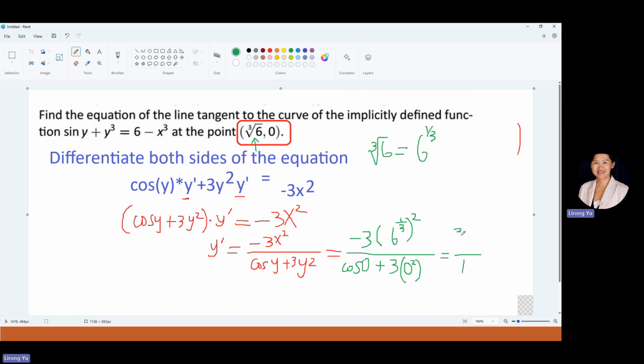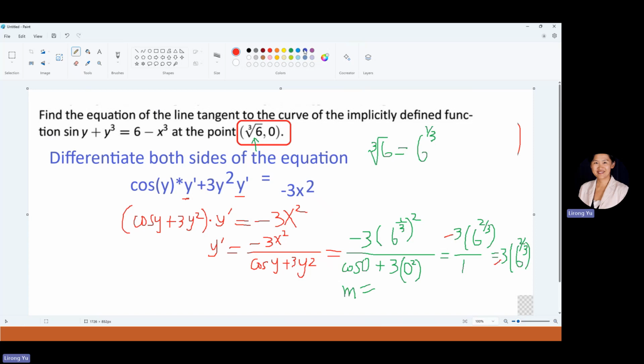So this is 3 times 6. When you have a power inside a power, you multiply the powers, so 1/3 times 2 is the 2/3 power. And the division by 1, you can write it. So the slope is basically 3 times 6 to the power of 2/3. That's our m. Wouldn't it be negative 3? Oh yeah, negative 3. I lost the negative sign. Thank you. It's a negative slope. So now we can write our equation.